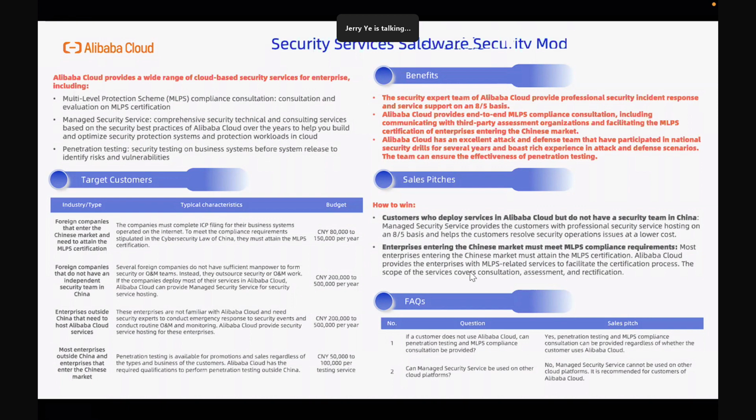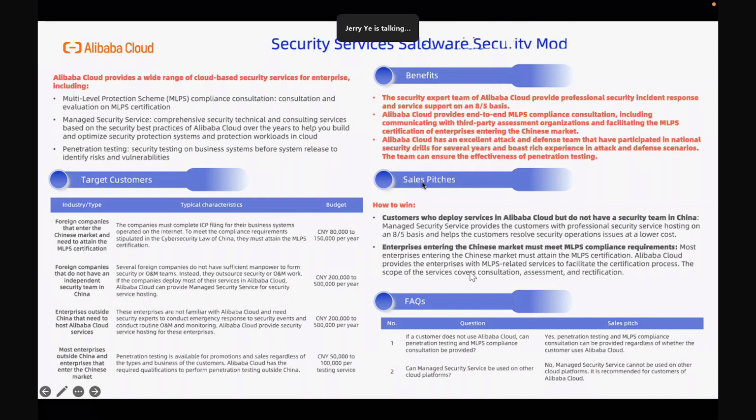Okay, this one will do the same. The final one is that Alibaba Cloud has an excellent attack and defense team that has participated in national security drills for several years and boasts rich experience in attack and defense scenarios, just like the Paris Olympic Games. Okay, so our security service team provides service for the Paris Olympic Games.